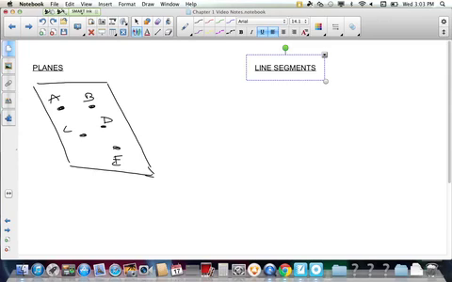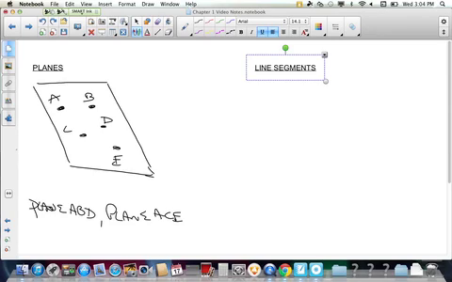Now, to name this plane, we're going to use the word plane, just like we use the word point. And then we have to pick 3 points. So to name a plane, you write the word plane, and you write 3 points that are on that surface. So in this case, it could be plane ABD, or it could be plane ACE. You just need to pick 3 letters that are on that flat surface that we're calling the plane.